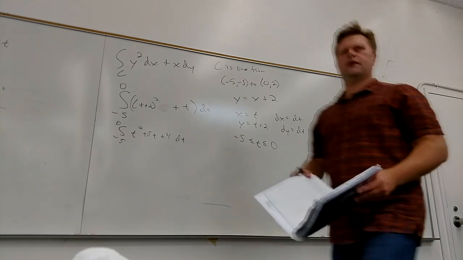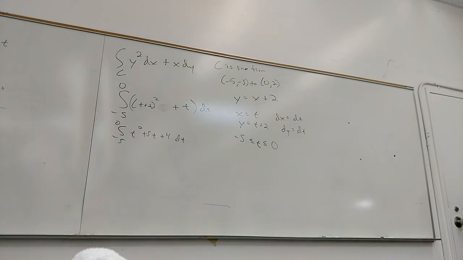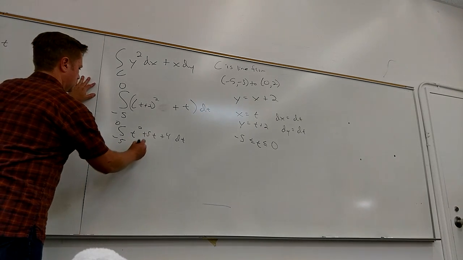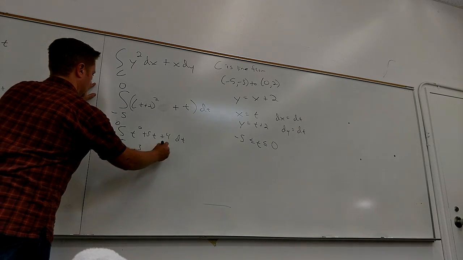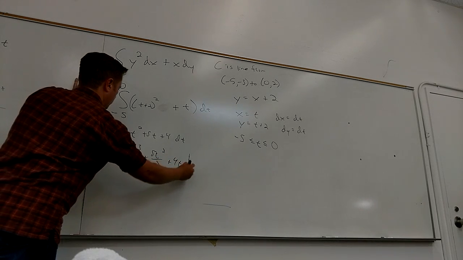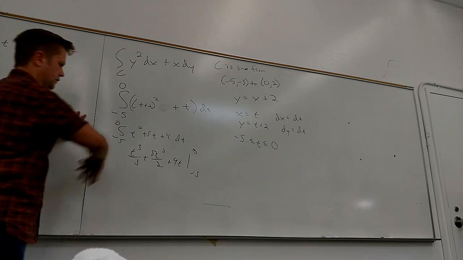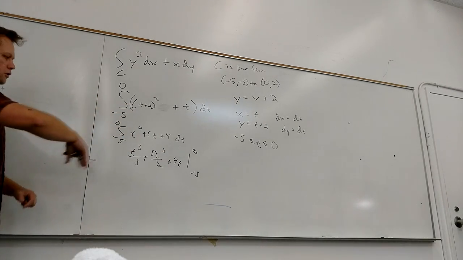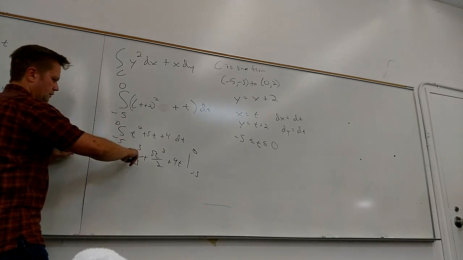And it only works for lines anyway, so I can get the equation of a line. If you can't, oh, wow. Okay. And they got negative 5/6. Is that what we get here? We get t cubed over 3 plus 5t squared over 2 plus 4t from negative 5 to 0. Look at 0, then it's going to be minus the value at negative 5.